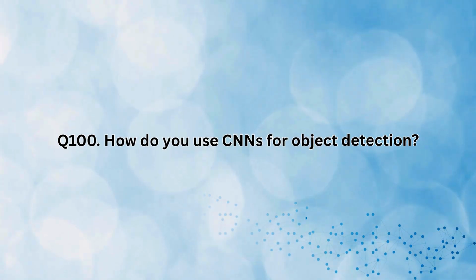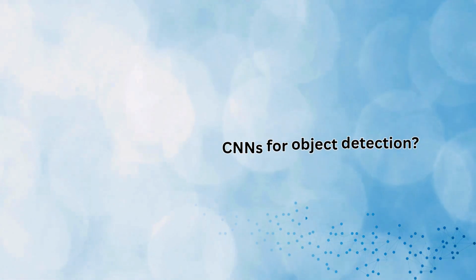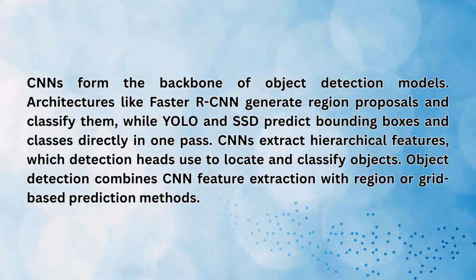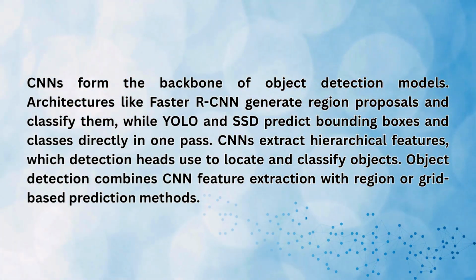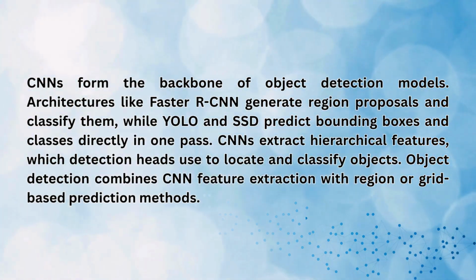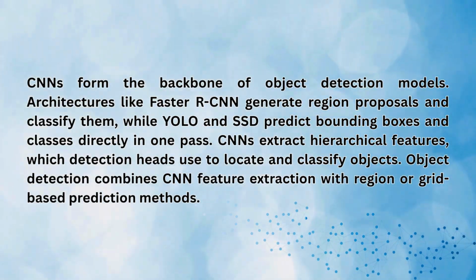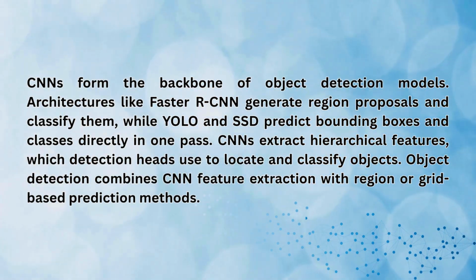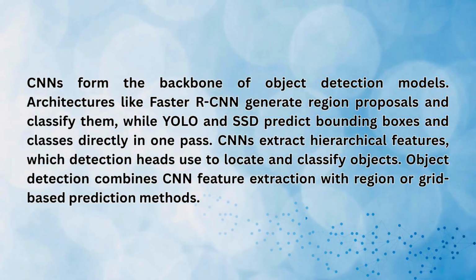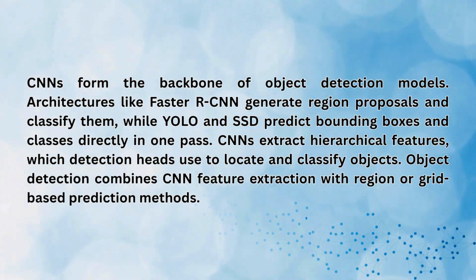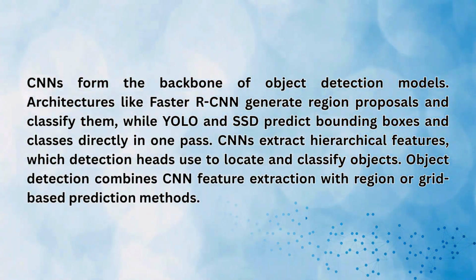How do you use CNNs for object detection? CNNs form the backbone of object detection models. Architectures like Faster R-CNN generate region proposals and classify them, while YOLO and SSD predict bounding boxes and classes directly in one pass. CNNs extract hierarchical features, which detection heads use to locate and classify objects. Object detection combines CNN feature extraction with region or grid-based prediction methods.